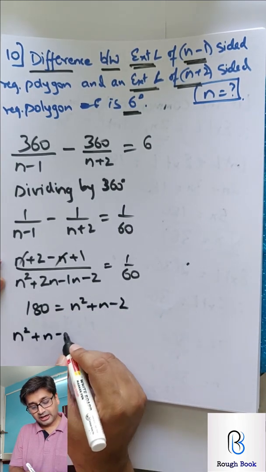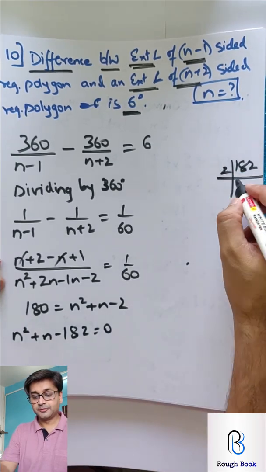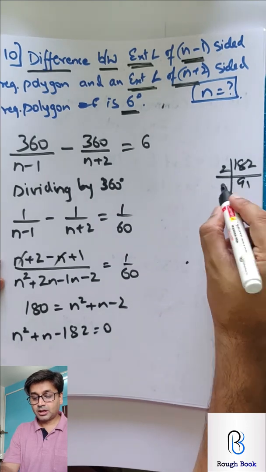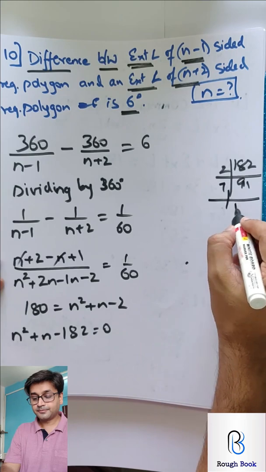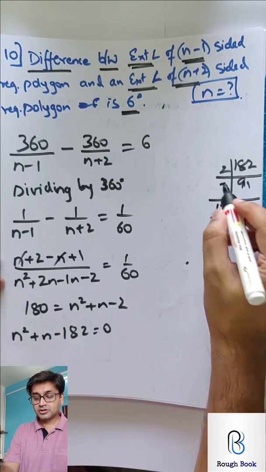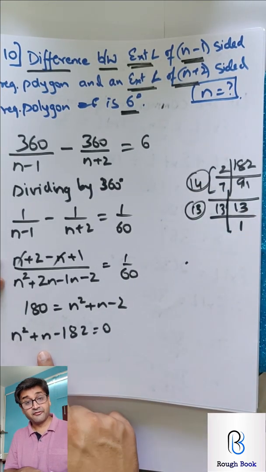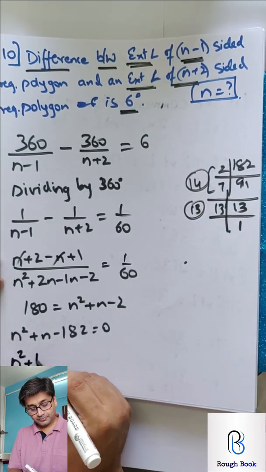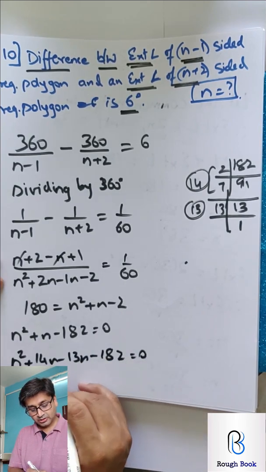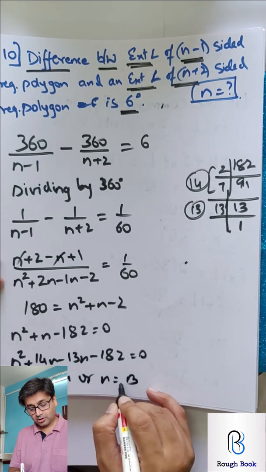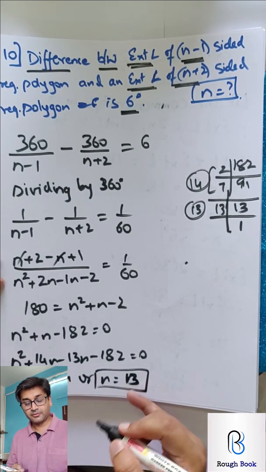So I get a quadratic equation. You'll have to take factors of 182. So 2 into 91. 91 will be 7 into 13. So basically 7 2s are 14 and 13 to get me 1. That should be my factors. So n square plus 14n minus 13n minus 182 equals 0. So n becomes negative 14 or 13. Number of sides cannot be negative. So therefore number of sides is 13.